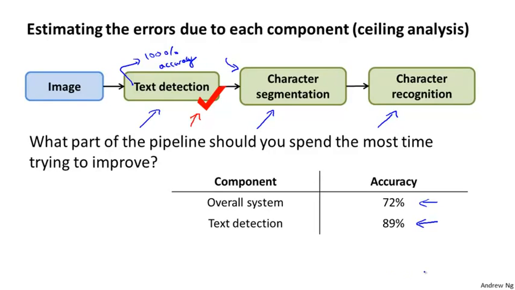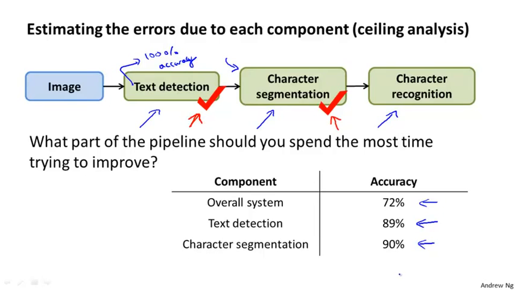And then we're going to keep going. Next, let's go to the next stage of the pipeline, to character segmentation. So again, I'm going to go to my test set, and now I'm going to give it the correct text detection output and give it the correct character segmentation output. So let's go to the test set and manually label the correct segmentations of the text into individual characters and see how much that helps.